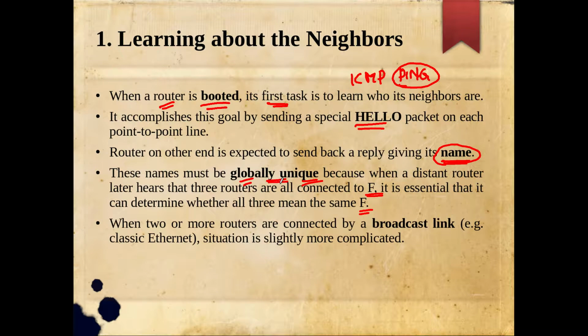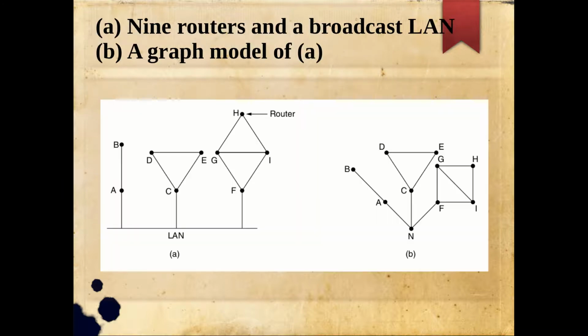So when two or more routers are connected by a broadcast link, for example the so-called classical Ethernet, the situation is slightly more complicated. We will see that. So what is the problem here? Here, 9 routers and a broadcast line are being shown: A, B, C, D, E, and 4 more. So totally 9 routers, and they are connected by a shared broadcast LAN.